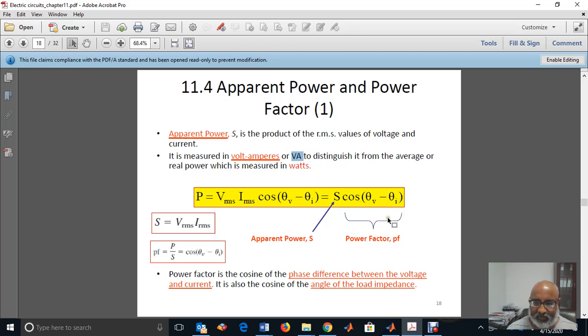The cosine part is called the power factor. So what is the power factor? The power factor is P over S, which is equal to cos(theta V minus theta I). So if I know the real power and the apparent power, the real power divided by the apparent power will give me the power factor. The power factor is the cosine of the phase difference between the voltage and the current, or it is the cosine of the angle of the load impedance.